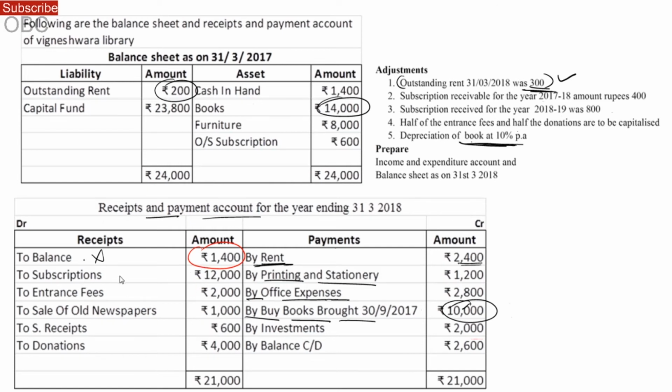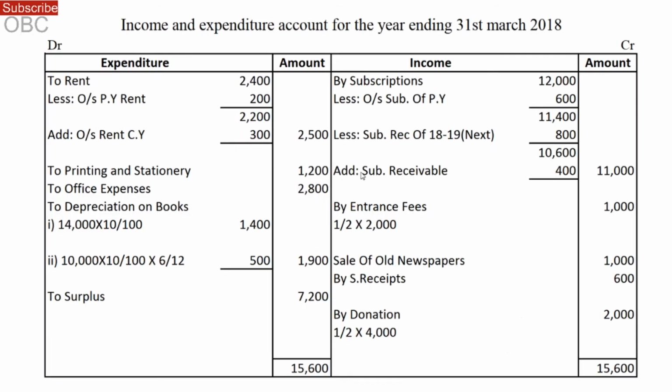Next is subscription, 12,000 rupees. This 12,000 should be considered on the income side. Before that, check whether we have any outstanding subscription in the last year. Yes, we have an outstanding subscription in the last year, that is 600 rupees. Just enter subscription. By subscription, they're getting 12,000.